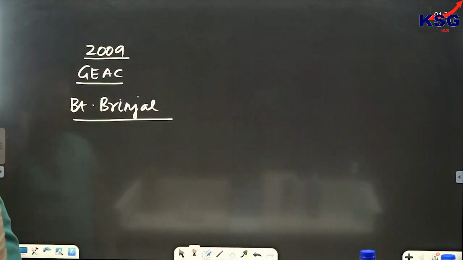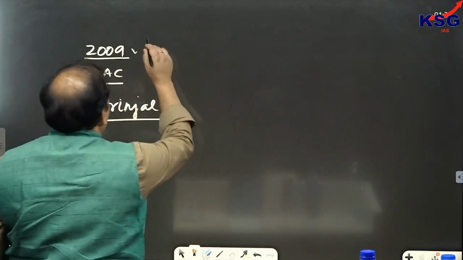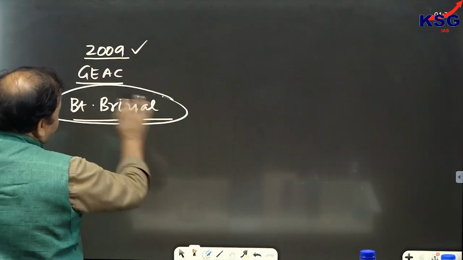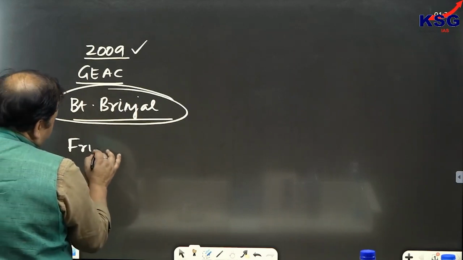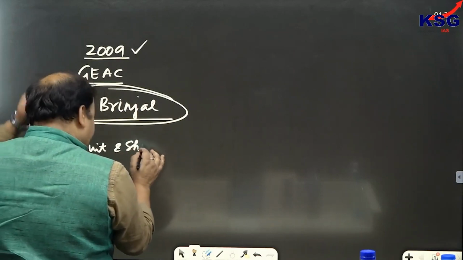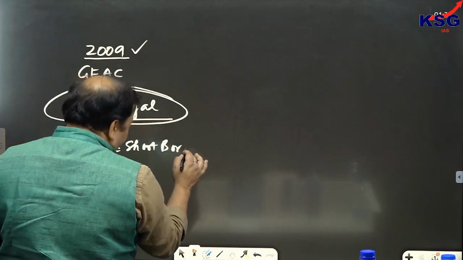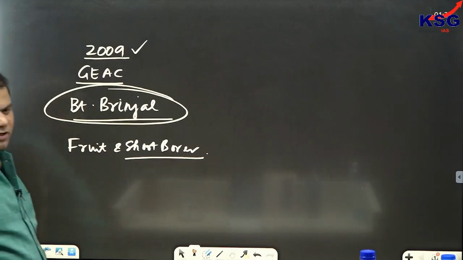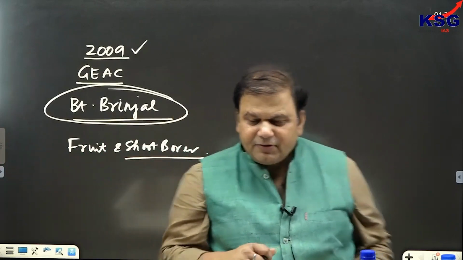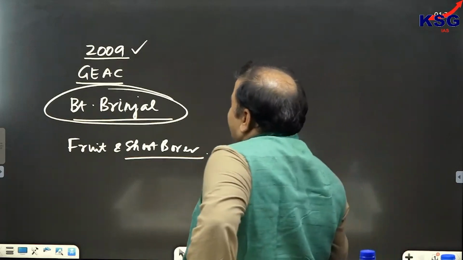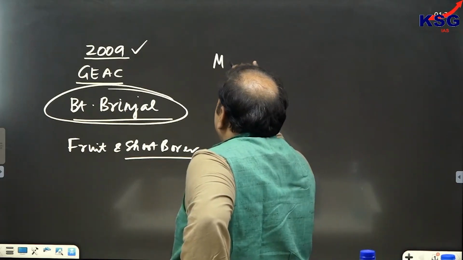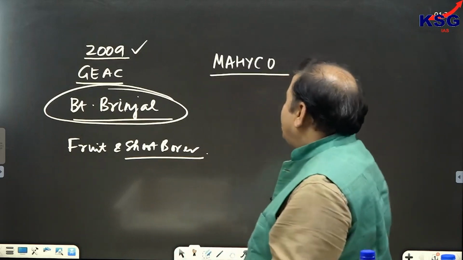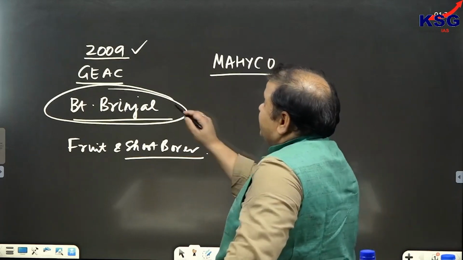Now see, BT brinjal. BT brinjal was given approval in the year 2009 by the GEAC, that is Genetic Engineering Appraisal Committee. And brinjal suffers from a disease which is called what? It is called fruit and shoot borer disease, because of which production of brinjal happens to be less. But as far as brinjal is concerned, a company called Mexico was responsible for developing a variety of brinjal, and this variety is called BT brinjal.